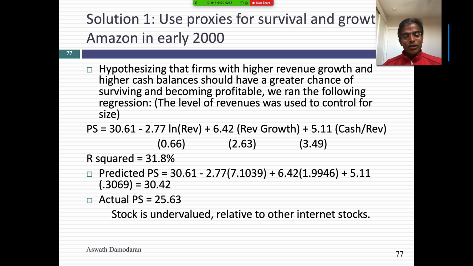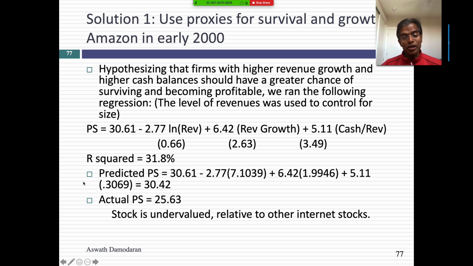Second, they're pricing them based on how much revenue they have. If you have tiny revenues, you could trade at 100 times revenues, but if your revenues are $1 billion, your multiple should get lower. So it should be a function of revenues. And it should also be a function of growth. Higher growth companies should trade at higher price to sales ratios. So I said, I want to control for survival. I want to control for growth. I want to control for how much revenues they have.